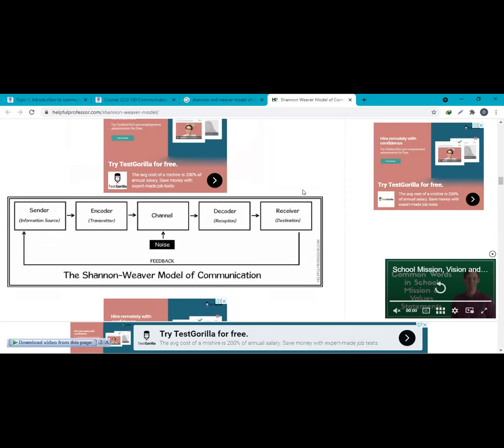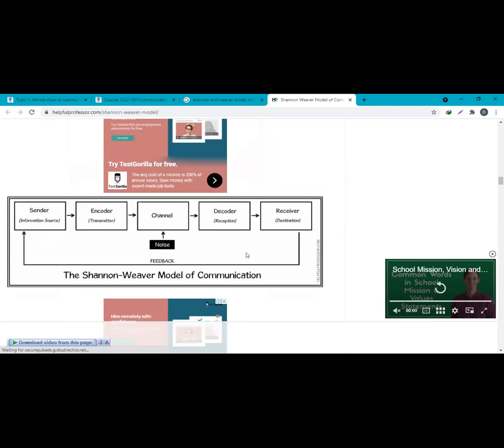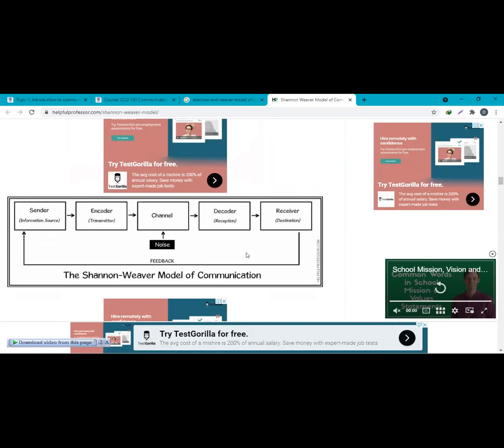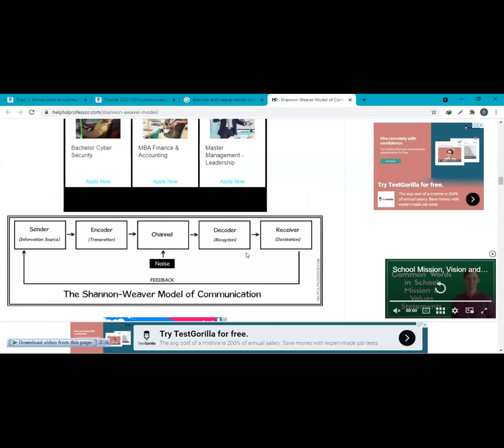Once the receiver gets the message, he needs to decode. What is decoding? Decoding is reading the message, internalizing the message, understanding it, putting it in your mind, and then you react to that particular message. So decoding is internalizing the message. Whether it is an image, whether it is written, whether it is a voice, whether it is anything, you have to internalize it and then respond.